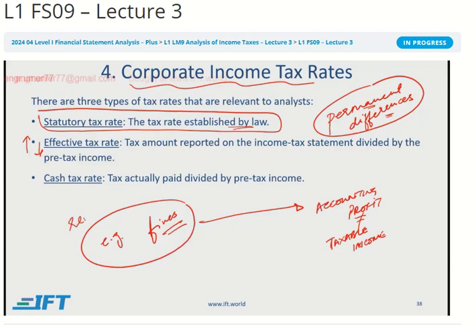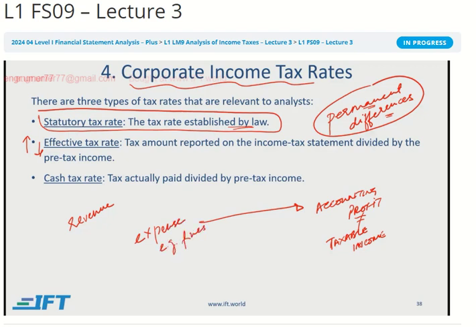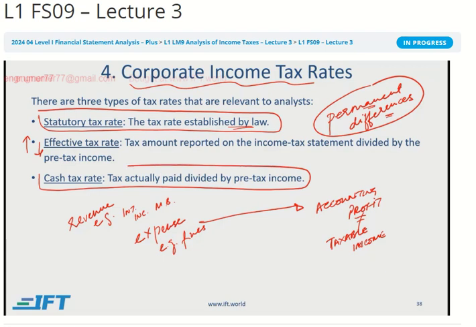Is it some revenue that you are taking and the tax authorities are not taking, or is it some expense which you are taking and the tax authorities are not taking? An example was fines, right? And an example of the revenue was interest income from municipal bonds. Now, coming to the cash tax rate, this is that temporary difference that we talked about, which leads to deferred tax asset and deferred tax liability, right?